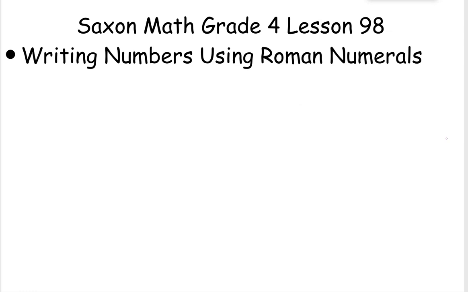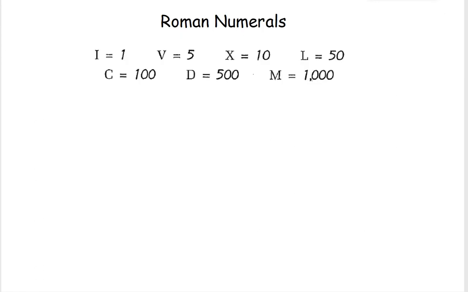Everyone, today's lesson is lesson 98, writing numbers using Roman numerals. All of our numbers are made using the digits 1, 2, 3, 4, 5, 6, 7, 8, and 9. The number system we use is named after the Hindus and the Arabs. It's called the Hindu-Arabic number system. Mathematicians believe the Hindus invented this number system and the Arabs brought it to other parts of the world about 12,000 to 15,000 years ago.